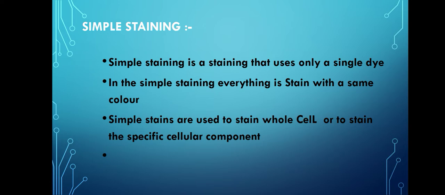Simple staining. Simple staining is a staining that uses only a single dye. In simple staining, everything is stained with the same color. Simple stains are used to stain the whole cells or to stain a specific cellular component. We can stain the whole bacterial cells, or only the specific cellular component that we want to stain. That is, if we have to stain only the nucleus, then we can also do this with the help of simple staining.